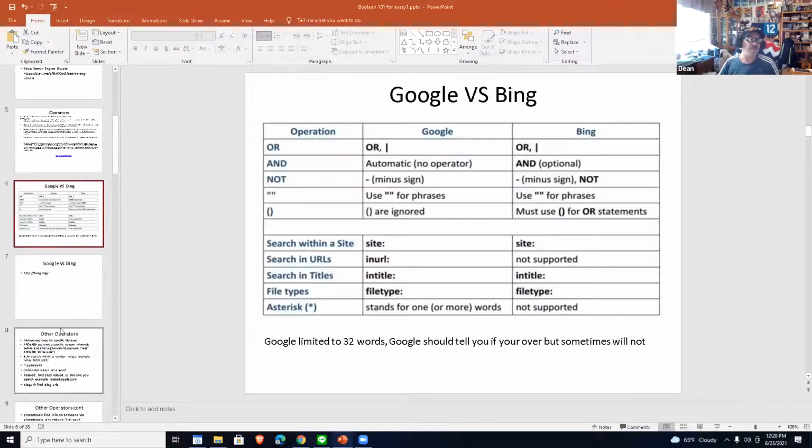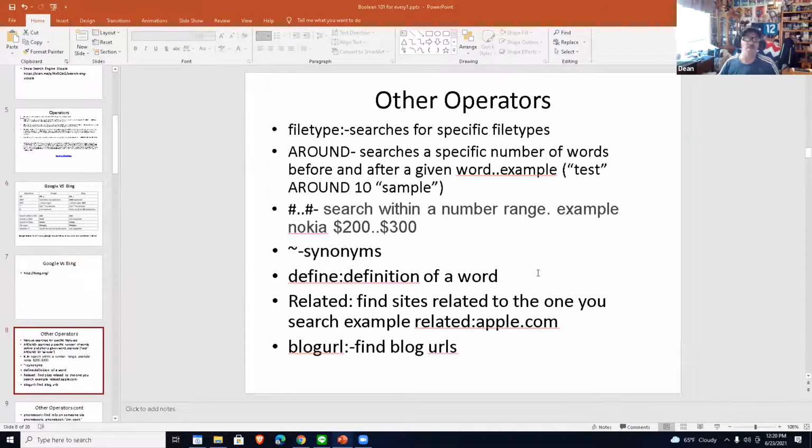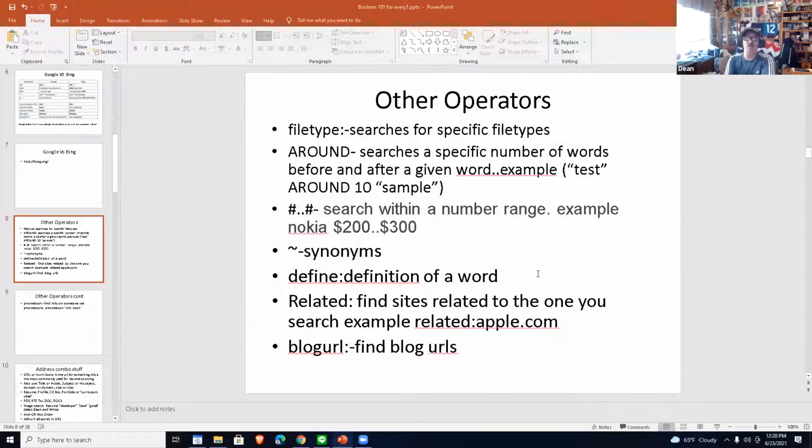So let's keep going, guys. These are other commands that are really, really important. These are more advanced commands. File type. Most resumes are PDF, Word, RTF, or text. Most, not all. There are exceptions. You got SlideShare, you got other things, but those are the biggest.